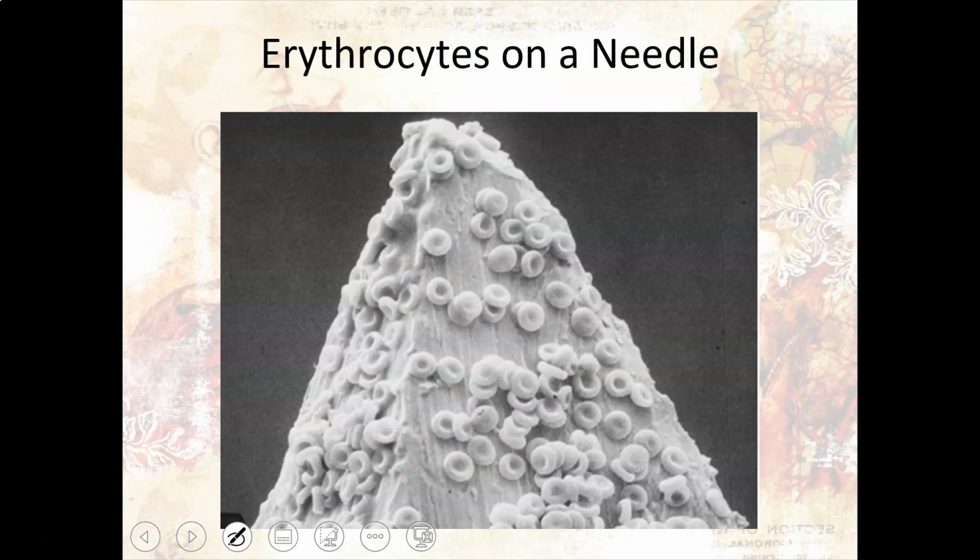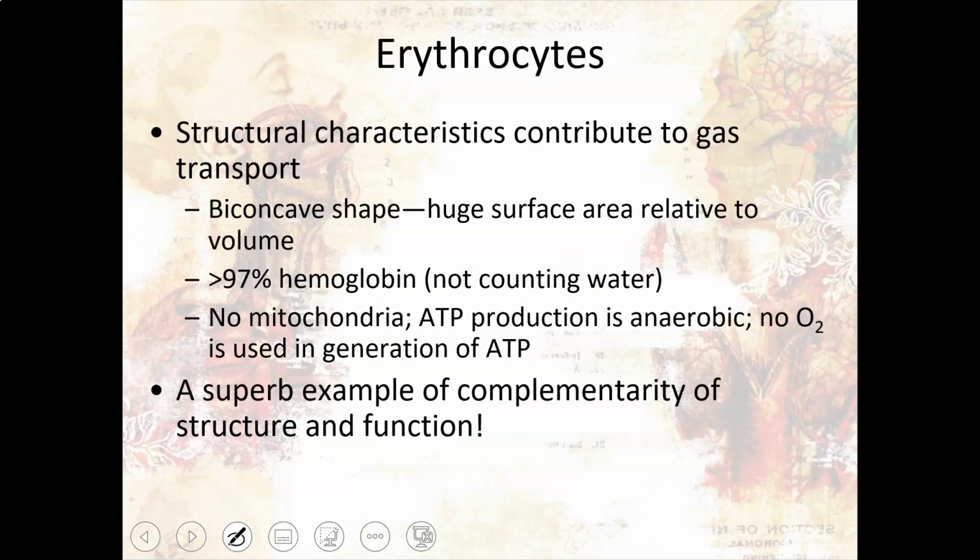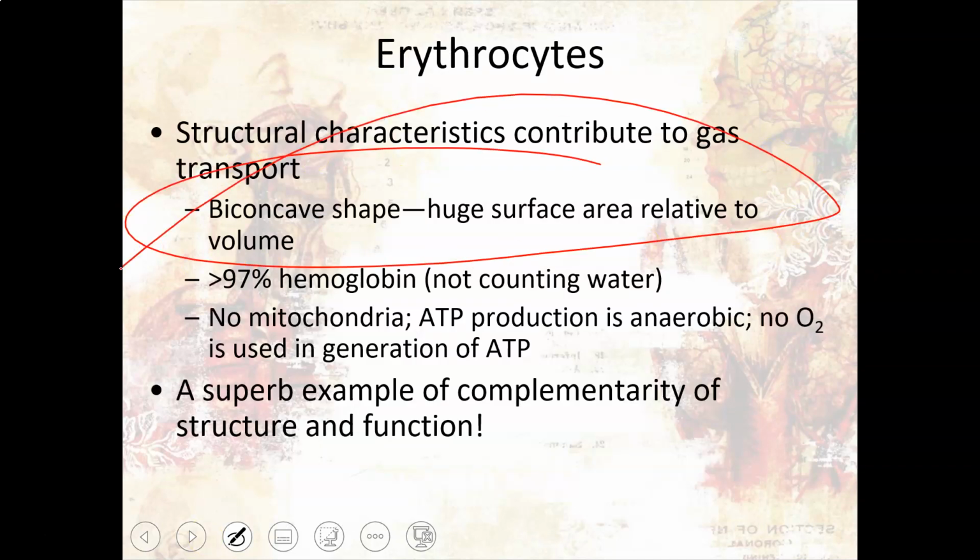Here are red blood cells on a needle. So again, surface area to volume ratio based on that biconcave shape. Screw that up, and you disrupt the red blood cell's ability to do its job, because its function is so reliant on its structure. And we'll look at some structural abnormalities of the red blood cell. We'll look at some pathophys a bit later.